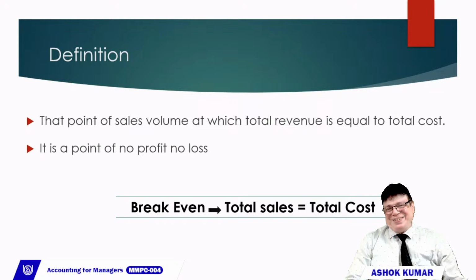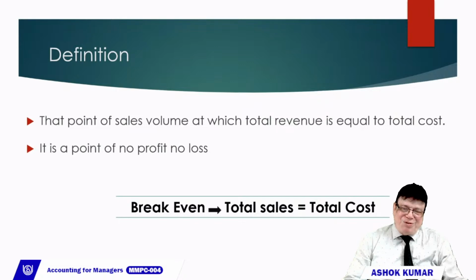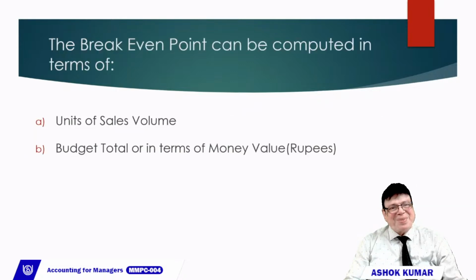Up to that point, they will produce. After that, they will not produce. After that, they will see that if they produce further, we will go into loss. So it is a point of no profit, no loss. So at break even point, total sales is equal to total cost.